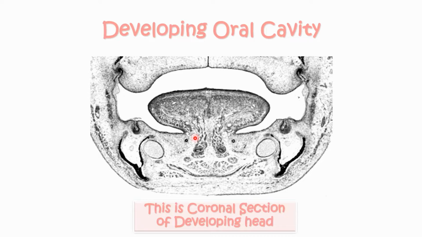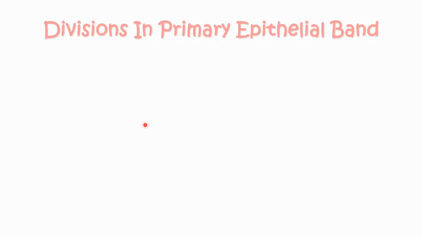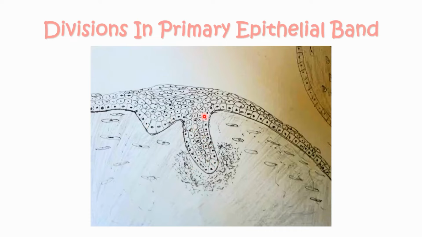This is the coronal section of the developing head, and there is a thickening. This is the one thickening. Other thickening is this. This thickening will divide into two structures. One that is present lingually, that is towards your tongue, and other towards the oral epithelium. This is known as dental lamina and this is known as your vestibular lamina.